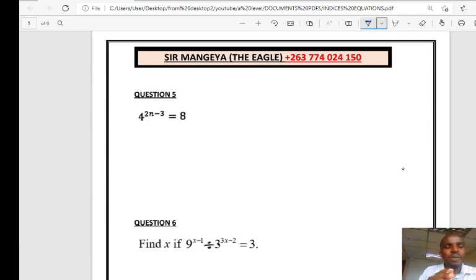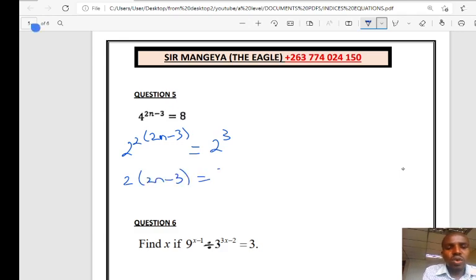Question number 5. Well, this one, 4 to the power 2n minus 3 is equal to 8. Right, can 8 be expressed in powers of 4? No. So you go back to 2. You express 4 in powers of 2, which is 2 to the power 2. Then this power was already there, so you just put it inside the brackets. Then 8 is 2 to the power 3. Same base, same powers. 2, then 2n minus 3 is equal to 3.